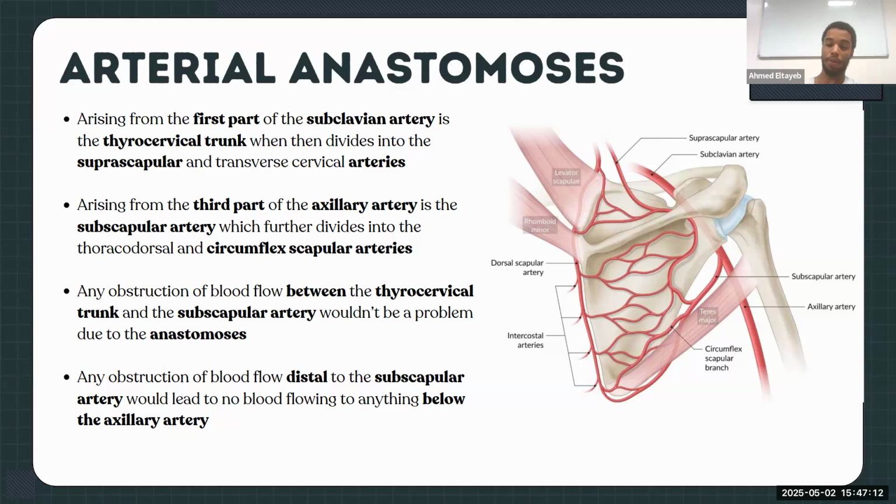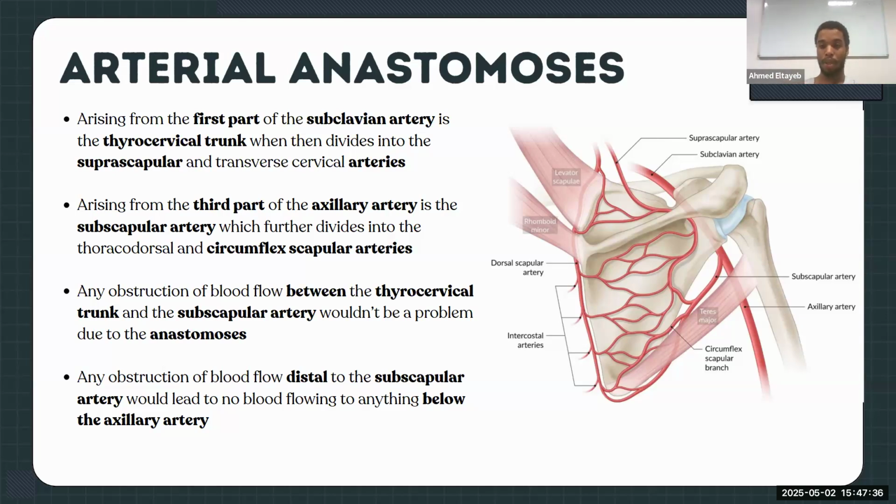Now let's move on to the third part of the axillary artery. From the third part, we have the anterior circumflex, posterior circumflex, and the subscapular artery. The subscapular artery branches off into the circumflex scapular artery and the thoracodorsal artery. The circumflex scapular artery is what contributes to the anastomosis.